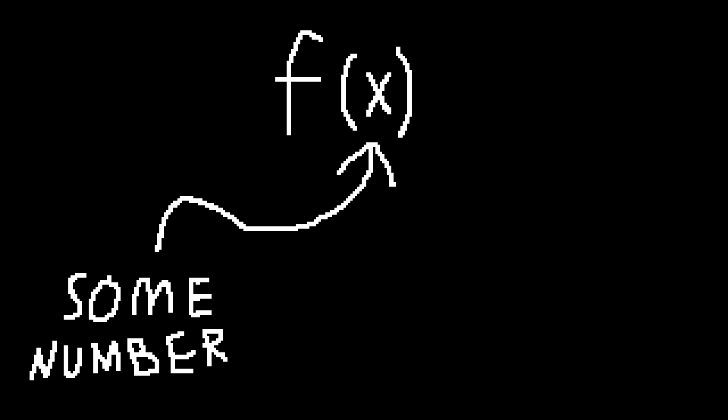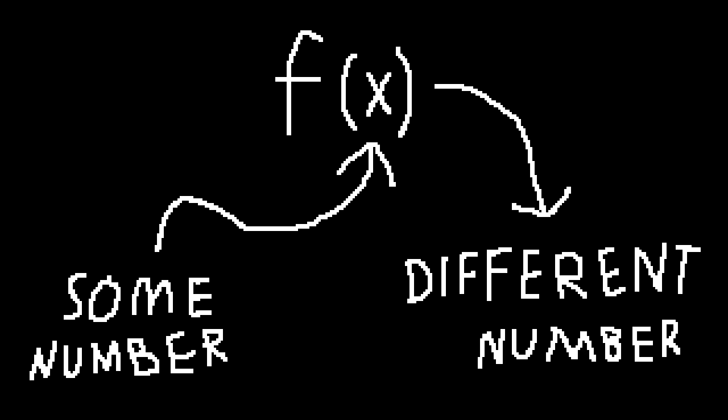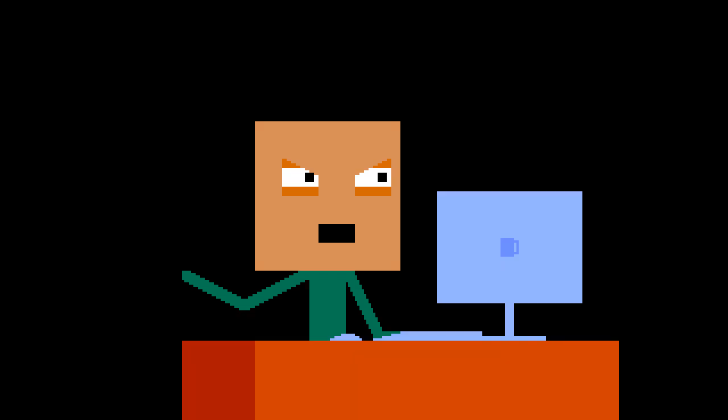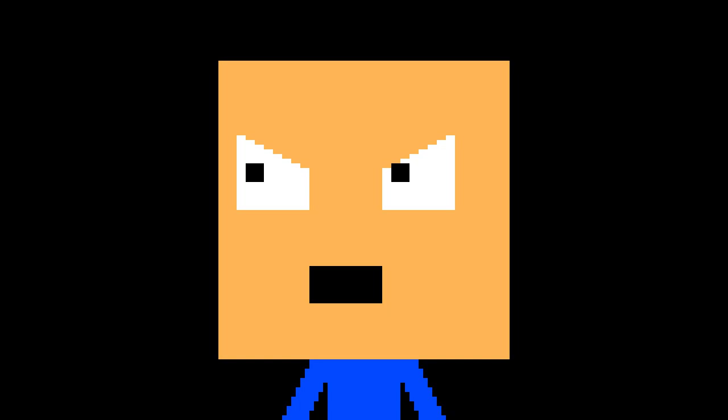Activation functions take a number as an input and return a different number as an output. Isn't that what every function does? Look, I'm not good with explanations, okay?